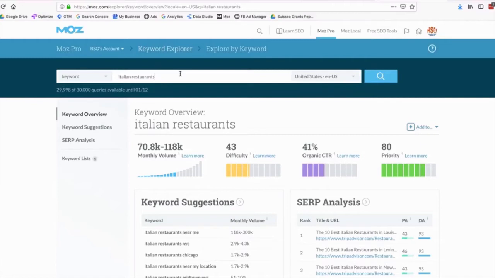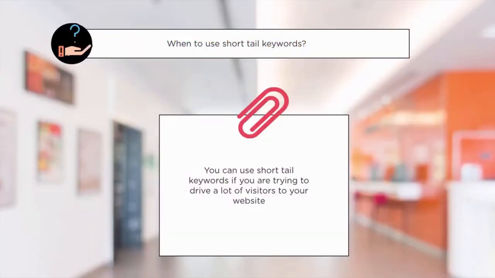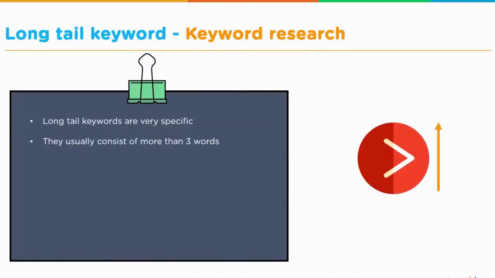So if it's relevant to us and we want to get some visibility to our site, then yeah, we want to use that generic short tail keyword. However, if we're interested in conversions, then we really want to turn our attention to longer tail keywords. If you want the visibility, use short tail keywords. If you want the conversion, switch over to longer tail keywords. Longer tail keywords are more specific. They usually consist of more than 3 keywords.